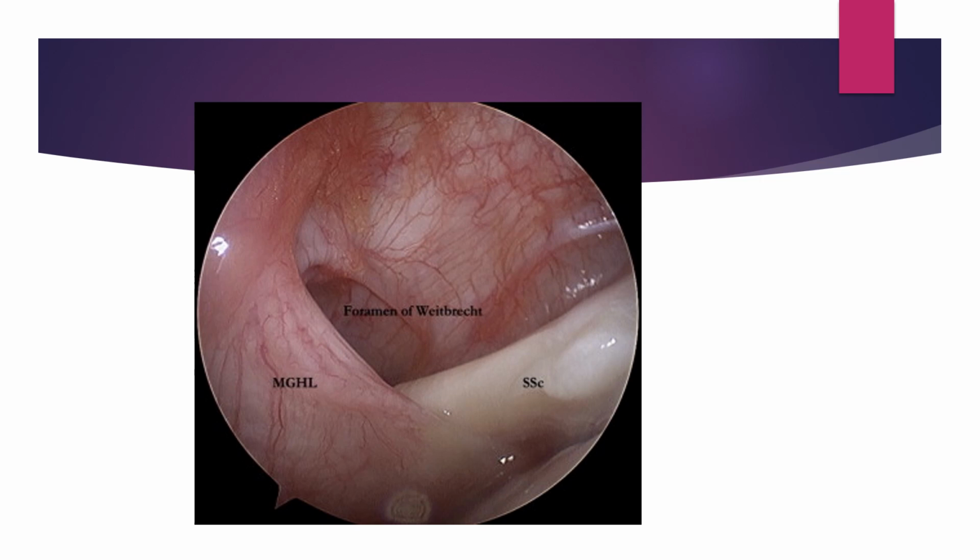This is another interesting image where you could see the subscapularis tendon and you could see the middle glenohumeral ligament. And we are actually getting into this space when we do a SHAC approach for the glenohumeral joint injection. When your needle tip is here, it is bound to get into the glenohumeral joint through this foramen of Weitbrecht.